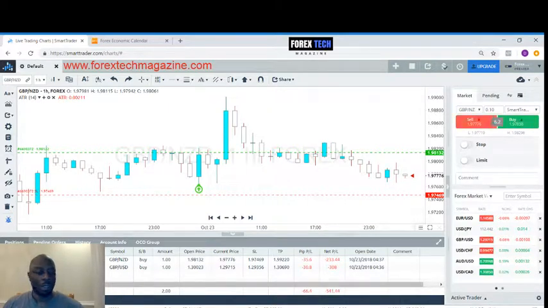Okay? Now that that's out of the way, let's get into this and let's talk about what went right and what went wrong on our trades from yesterday. Let's look at our trades from yesterday. If you notice right here on our chart, we actually have two trades in progress, and these are trades that are left over from yesterday.